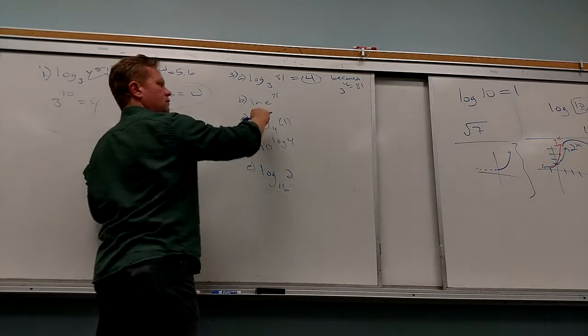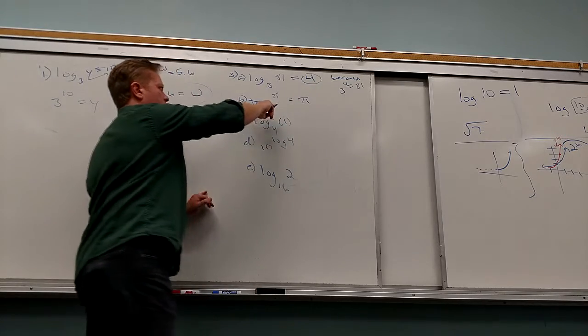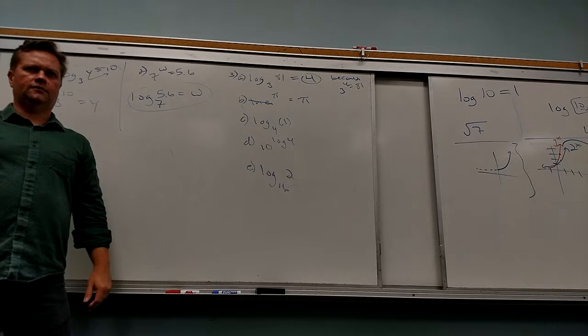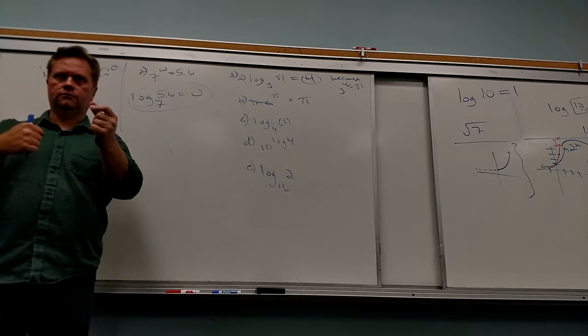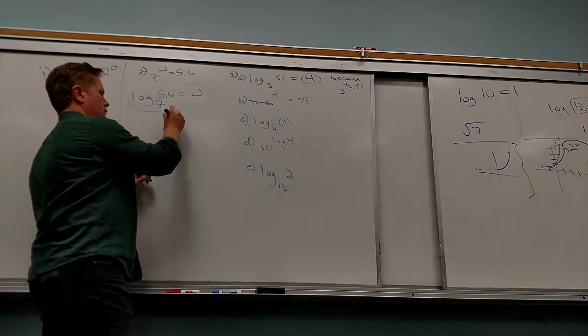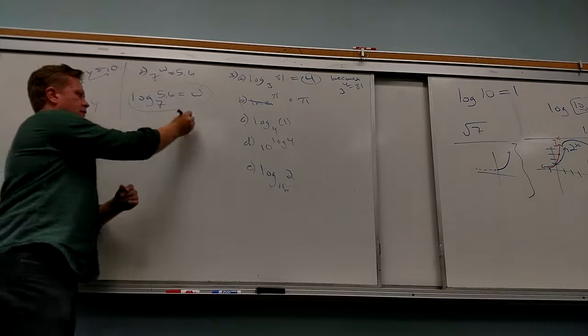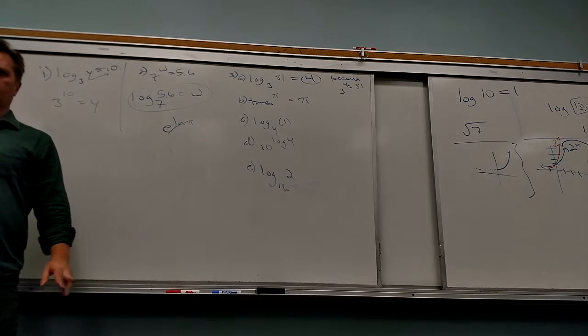What happens here? I love the people that give me some big decimal number for that. No, come on. Natural log and e are opposites. They kill each other. So what would this be? Also pi. Doesn't matter who's in which. They kill each other.